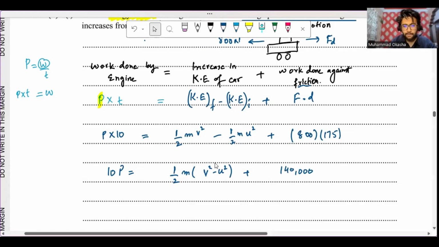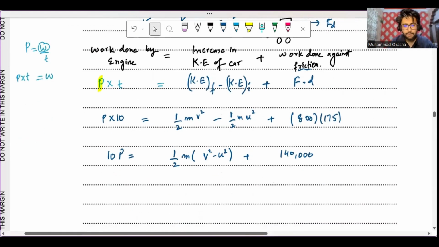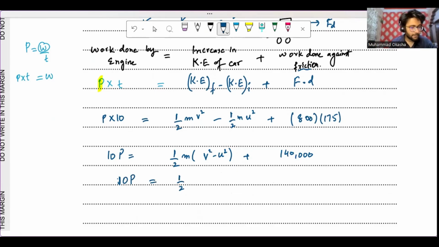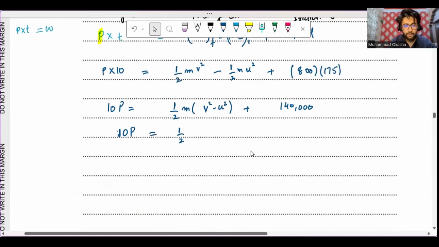Right? You know the final velocity, which was 20, and you know the initial velocity, which is 15. Put in the numbers, and you have to put in the mass as well. And the rest is just calculation. 10 times P is equal to a half. What's the mass of the car? 1400 kilograms. So I'll put 1400 here.